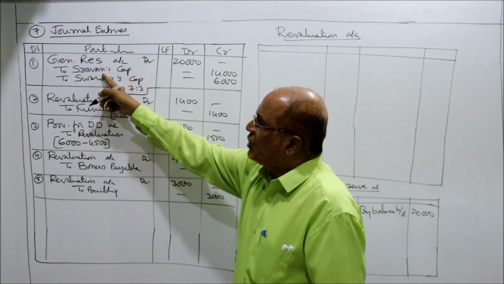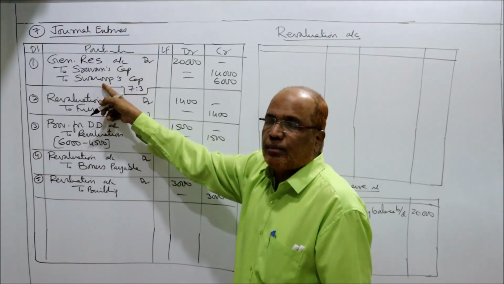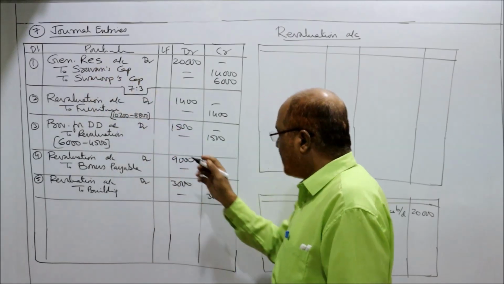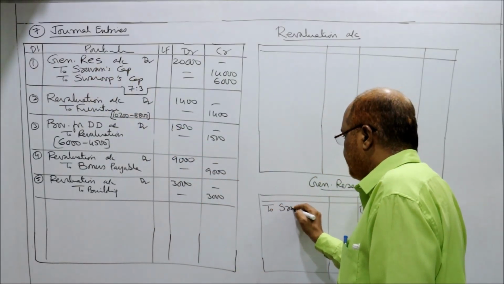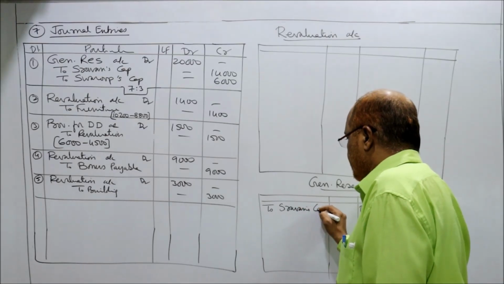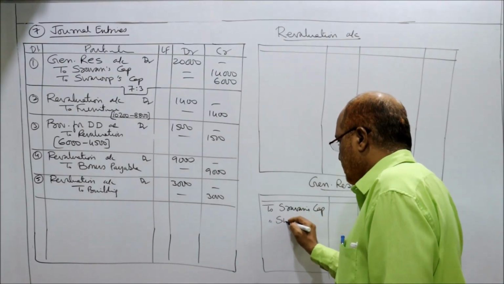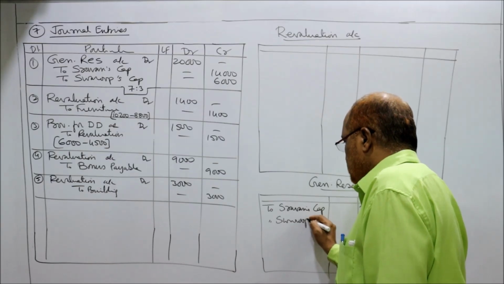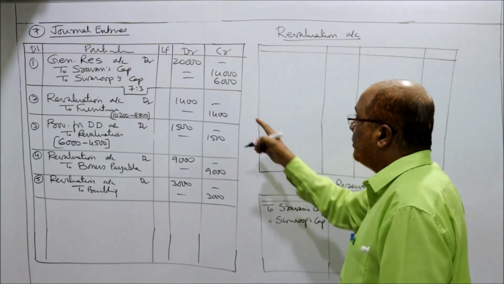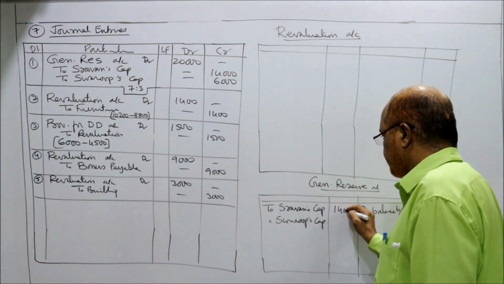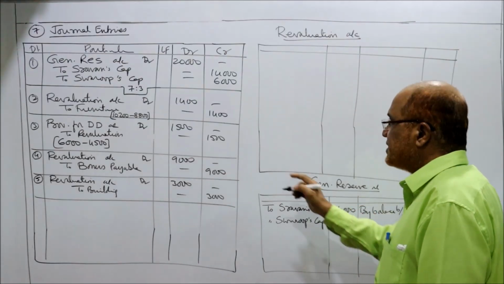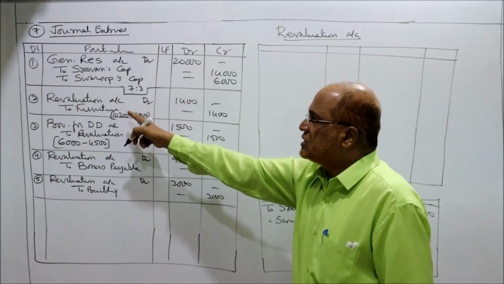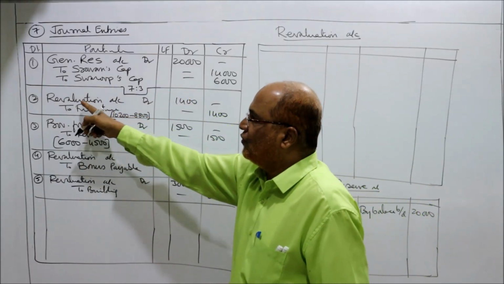General reserve account debit to Shravan's capital, to Swarup's capital. So general reserve is to be debited, so on the debit side, to Shravan's capital, to Swarup's capital. How much? To 14,000? 6,000. First entry posted.